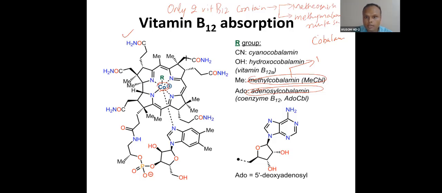So methionine synthase requires methylcobalamin, you can remember methionine for methyl, and methylmalonyl coenzyme A mutase, MMA, MMC, requires this adenosylcobalamin. Only two enzymes and two types of vitamin B12.